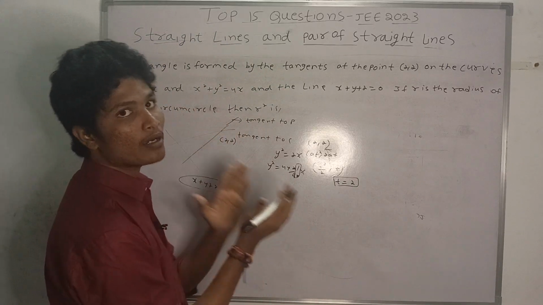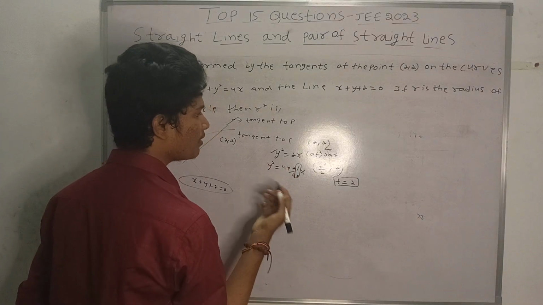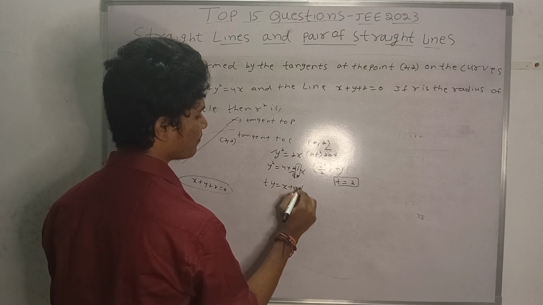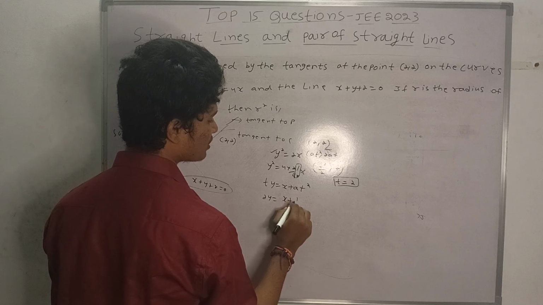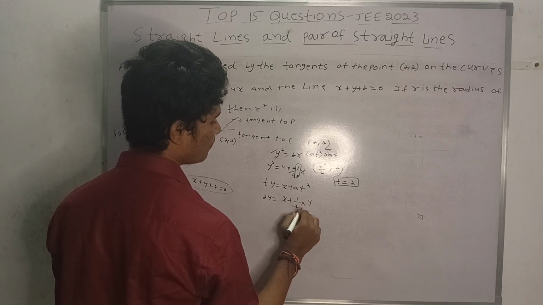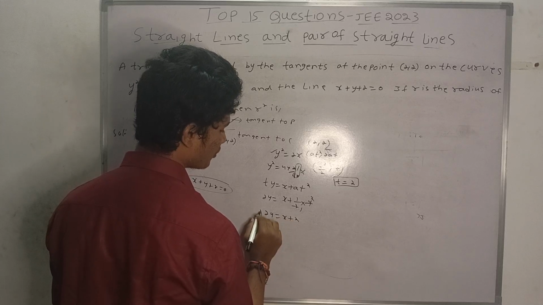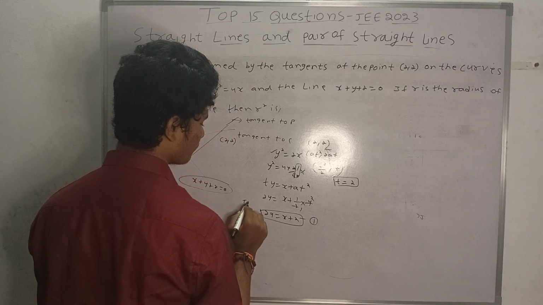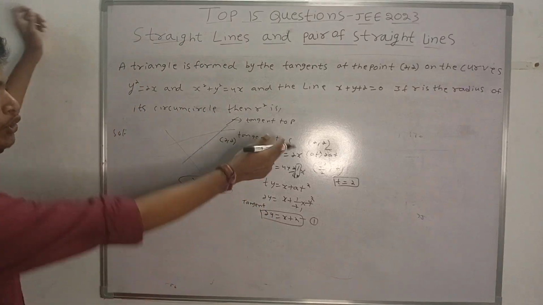So to find the tangent equation to the parabola, we already know the parametric equation of tangent to the parabola, that is ty = x + at². T value is 2, so 2y = x + a value is half, and t² is 4. So when you find 2y = x + 2, this is the equation. This is the tangent equation, and this is for the parabola at the point (2, 2).